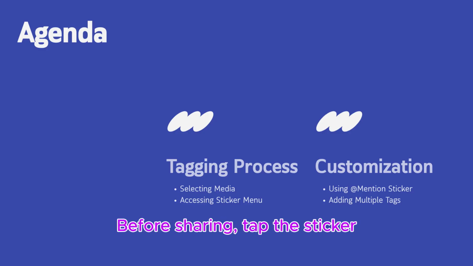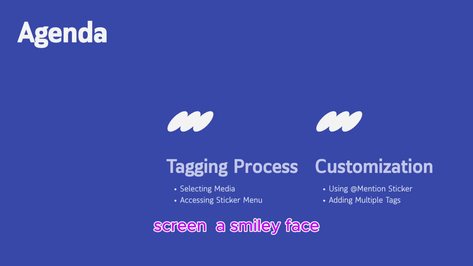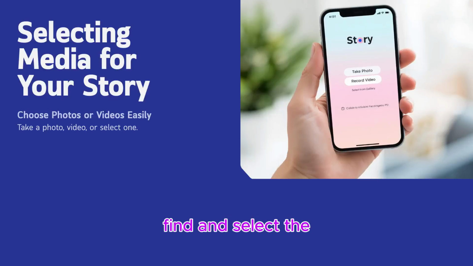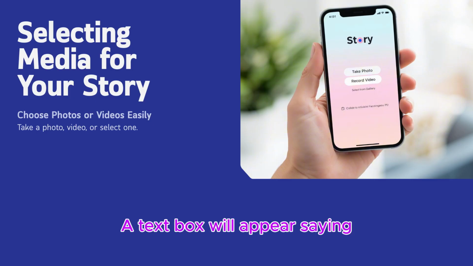Before sharing, tap the sticker icon at the top of the screen, a smiley face. In the sticker tray, find and select the @mentioned sticker. A text box will appear saying, "Who do you want to mention?"